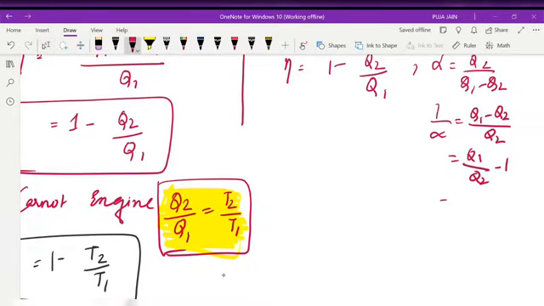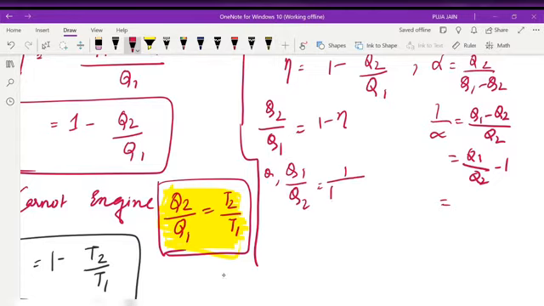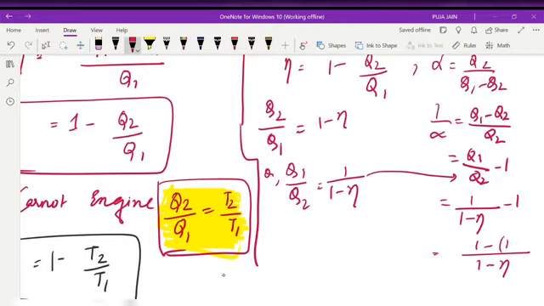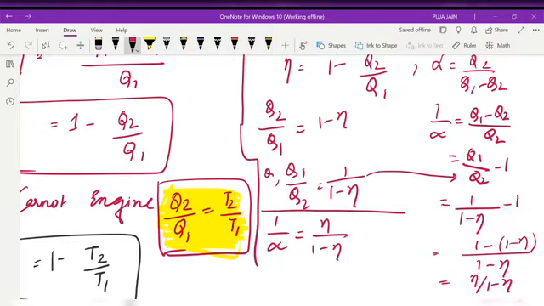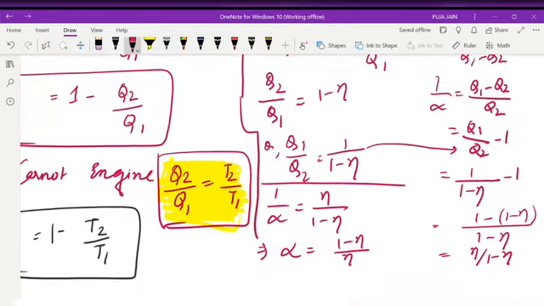Okay, so from here we can say what? Q2 by Q1 is equals to what? 1 minus eta, or Q1 by Q2 equals to 1 by 1 minus eta. So this I will transfer it here. So I will get 1 by 1 minus eta minus 1. So 1 minus eta, 1 minus eta, that is equals to 1 minus 1 cancel out, eta by 1 minus eta. So I am getting what? 1 by alpha is equals to eta by 1 minus eta, or I can say alpha is equals to 1 minus eta by eta.